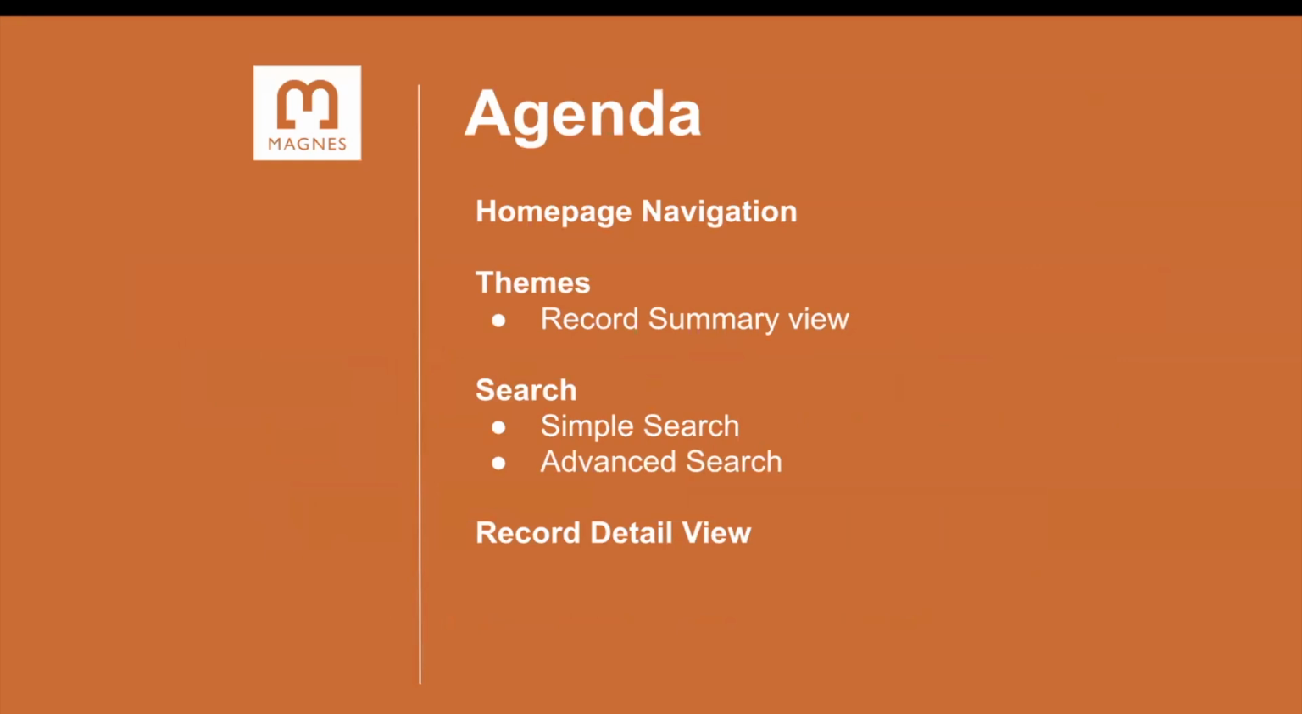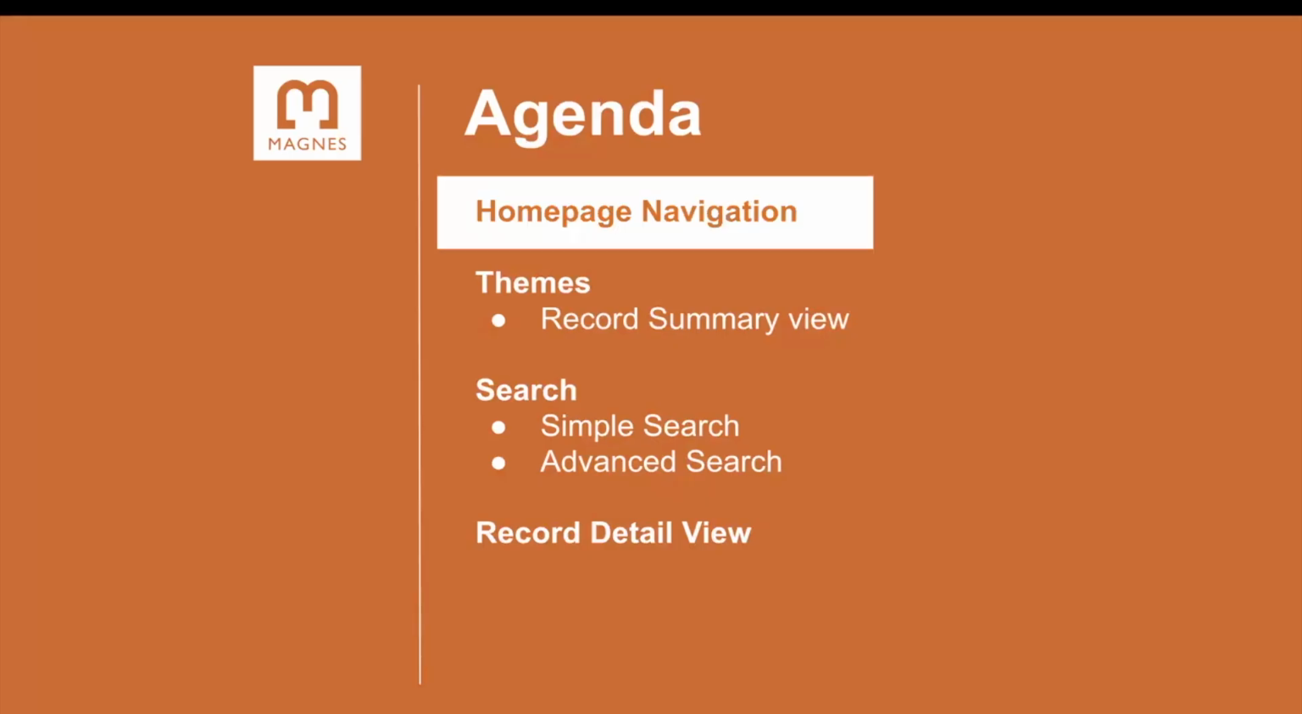I'm going to start off by giving everyone a tour of the homepage so that you know how to navigate around the site. Then I'll introduce what themes are, and then within themes, I will show you the record summary view. And then we will do a deep dive on how to search the database using simple search and advanced search. And then finally, I will show you a record detail view so you can see all of the information that we have available online about each object. So we're going to start with homepage navigation.